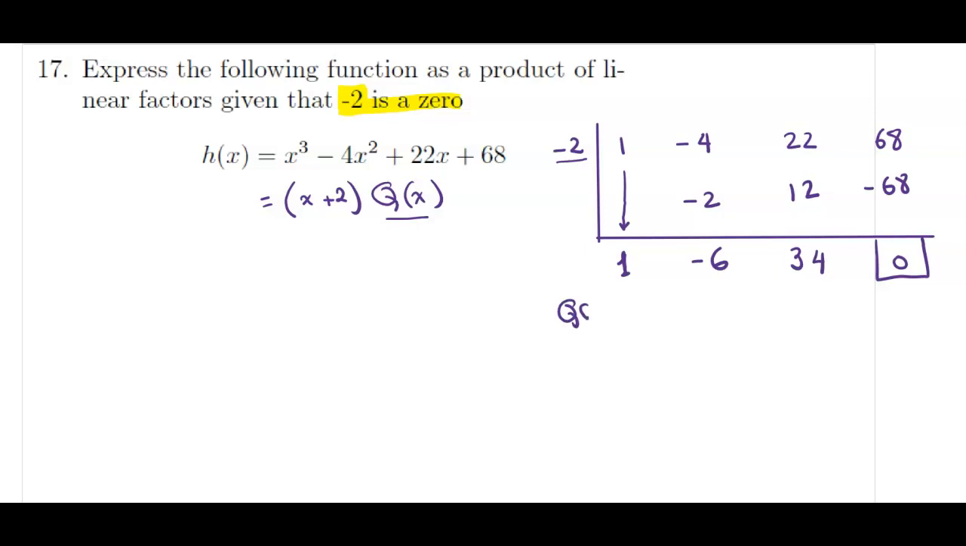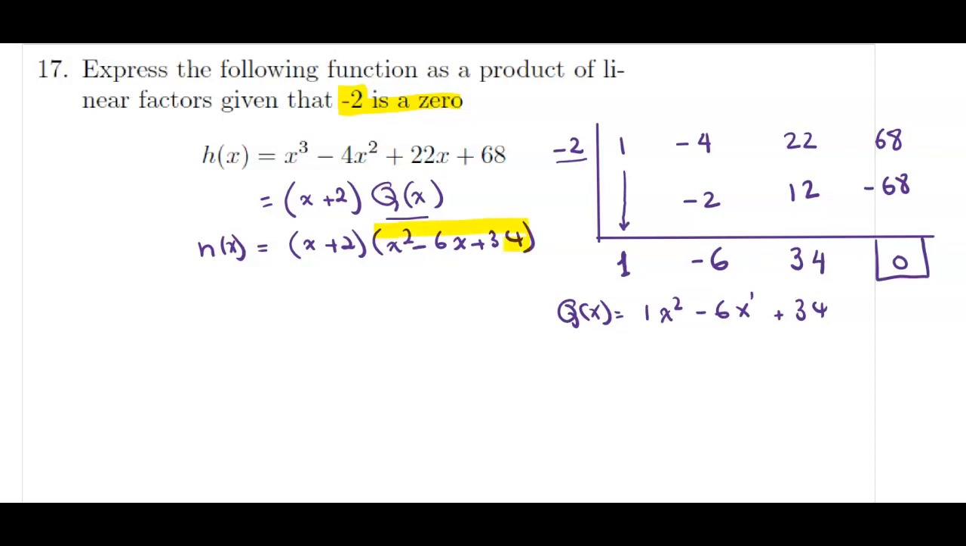The q of x will be, I will start from the right side, so it's going to be positive 34, minus 6 here, minus 6 x to the 1, and then the 1 is 1 x squared. So we factor the first part. This is h of x. It will be equal to x plus 2 times x squared minus 6x plus 34. Now the second step is to factor this out.